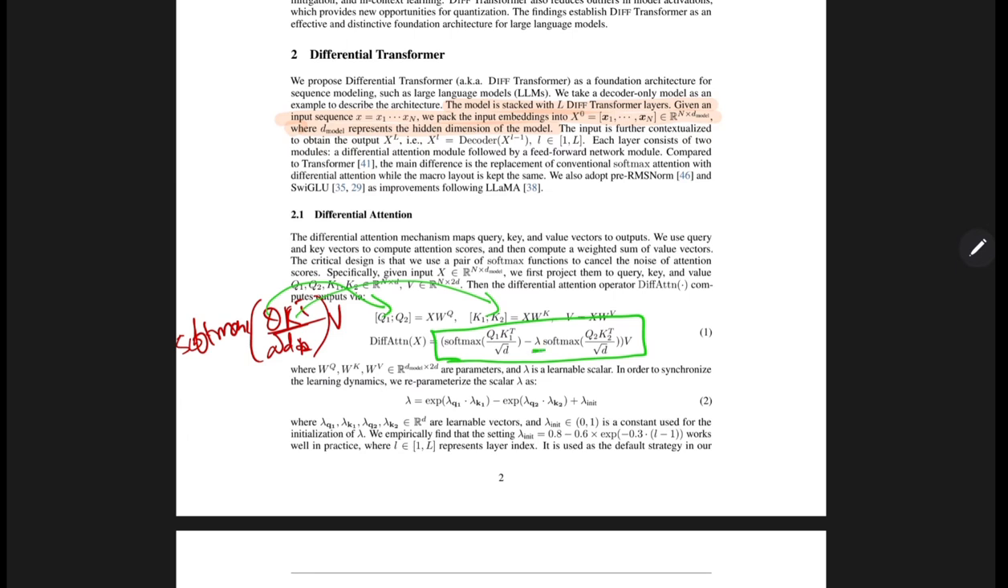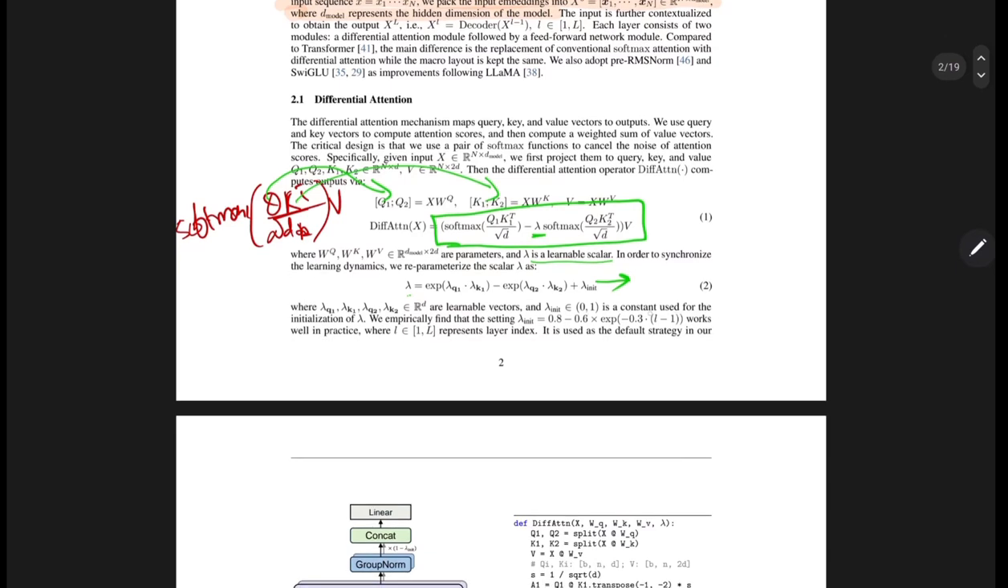Now this lambda here is a learnable scalar, they're saying. And in order to synchronize the learning dynamics, we reparameterize the scalar lambda as the exponential of lambda q1 dot lambda k1, minus the exponential of lambda q2 dot lambda k2, plus lambda init. So these are all learnable parameters, they're saying, and lambda init is a constant used for initialization of lambda. So I think randomness plays a very big role here, right? They are saying that we empirically find that the initialization 0.8 minus 0.6 times exponential of minus 0.3 times (l minus 1) works well in practice.